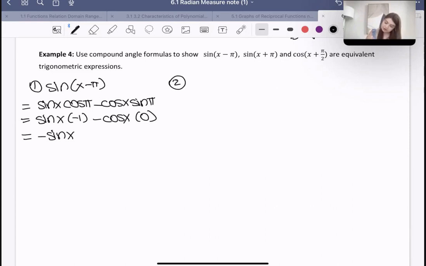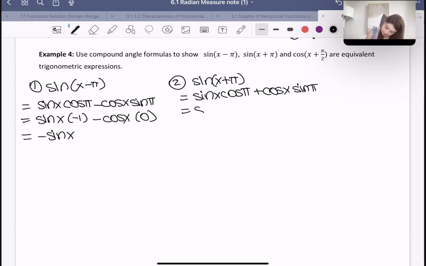Okay, so now let's do number 2, sine of x plus pi. Well, if we plug that into our equation, we're going to get sine x cos pi plus cos x sine pi. So what's cos pi again? It was negative 1. So we got sine x times negative 1. And then over here we get plus cos x times sine pi, which is 0. So it makes sense why these are equivalent, because the second term here just ends up being 0, and the first term ends up being the exact same. So therefore, we just have negative sine x, and we're done.